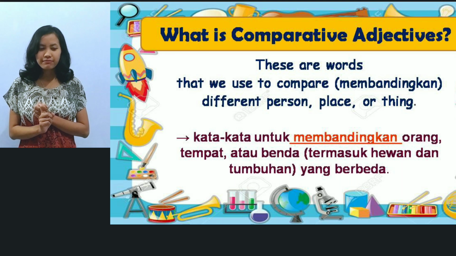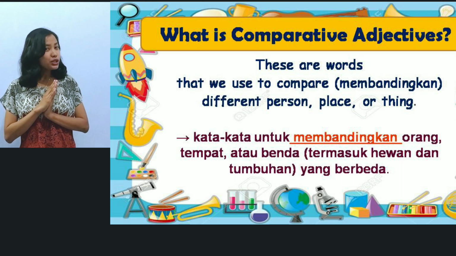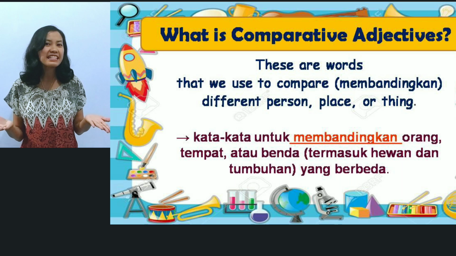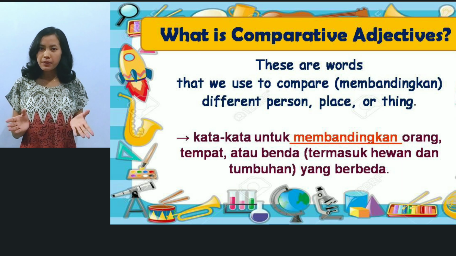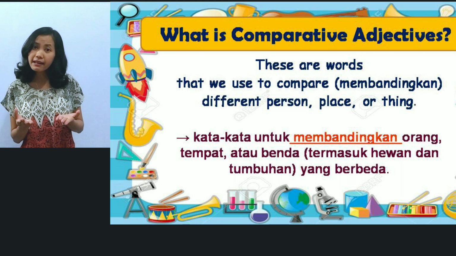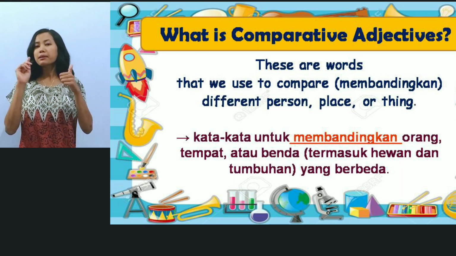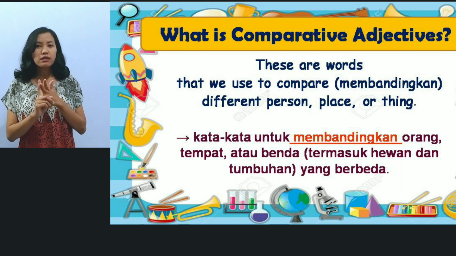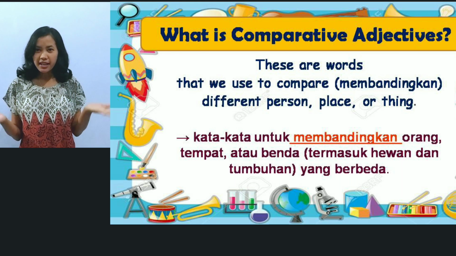Welcome to 5th grade. Today, we are going to learn about the first material from our book. In this class, we have comparative adjectives. What is comparative adjectives? These are words that we use to compare different things, person, or place. Jadi, comparative adjective itu kita gunakan untuk membandingkan. Apa saja yang dibandingkan? Bisa tempat, orang, benda, hewan, tumbuhan, dan banyak hal.